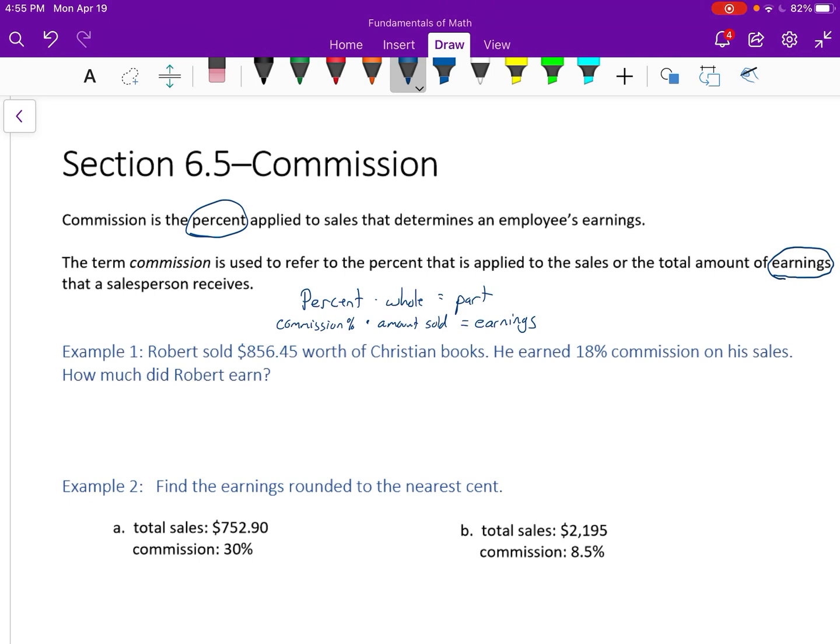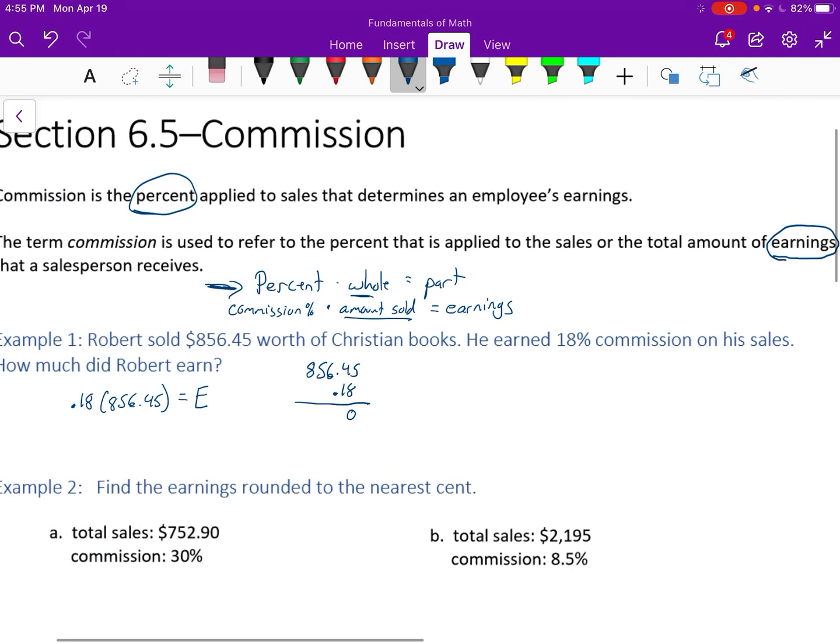All right, so let's fill this in. Using our percent formula, percent, he earns 18%, times the whole, that's the amount sold. He sold $856.45 worth, is equal to the part. That's equal to his earnings. Let's use capital E for earnings. So really all we do is multiply, and we will get the earnings. 856.45 times 0.18. I'm just going to multiply here. You can multiply that on your own.